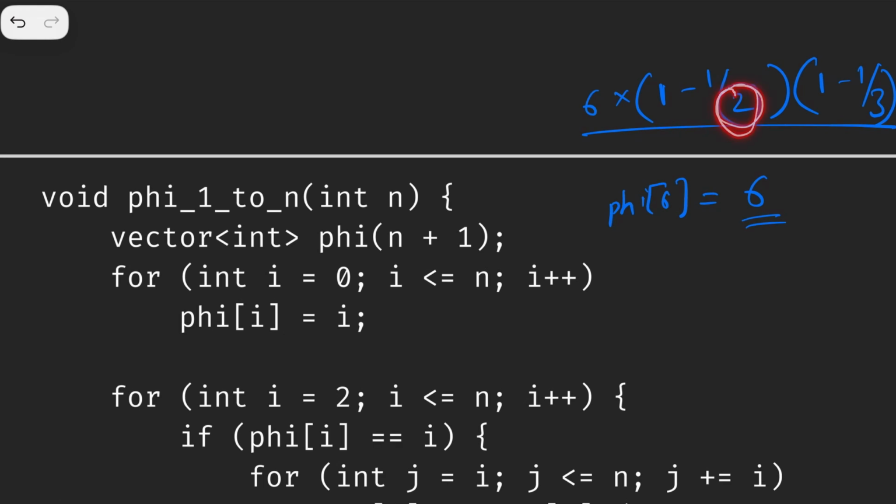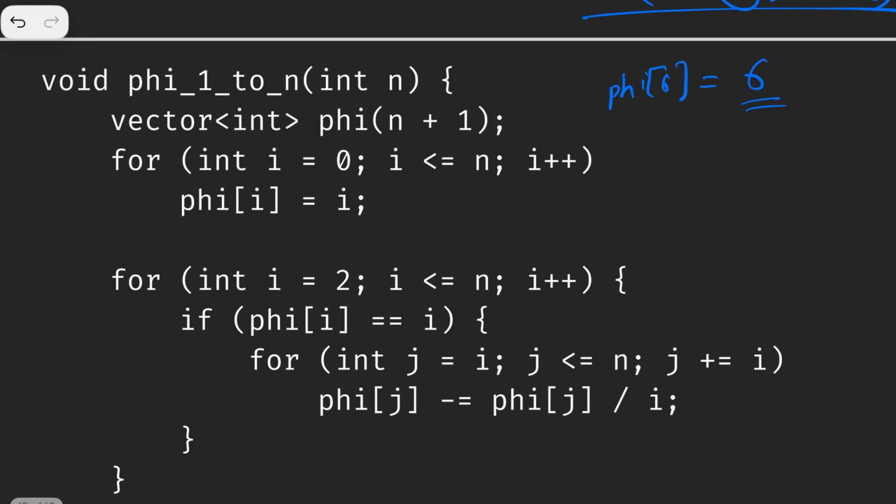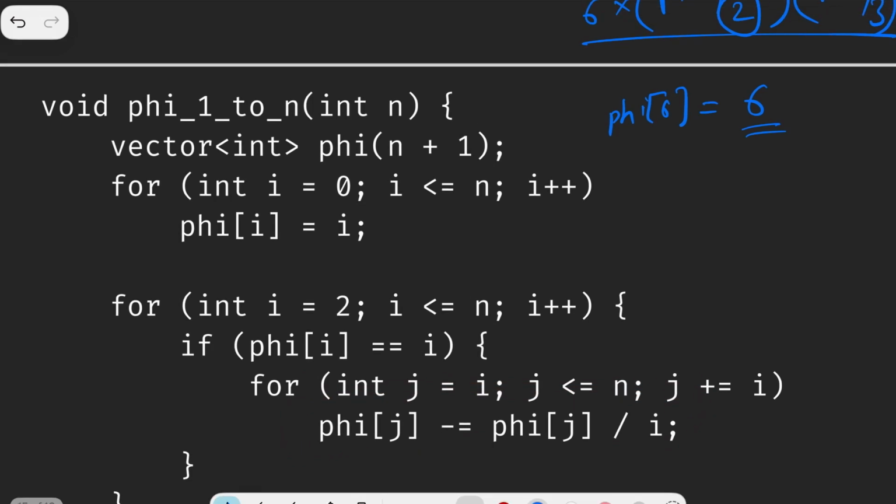2 is a prime number. So it will affect the value of phi of 6. So if i is a prime number, then for every single j that is a multiple of i, we will update the value of phi of j, right? So if you look carefully, phi of 6 will be updated by 2 like this. Then i will become 3. Again, phi of i is still i, then we'll update the phi of j value as well. For 6, it will be updated again.